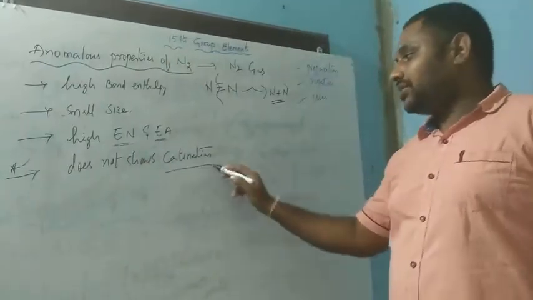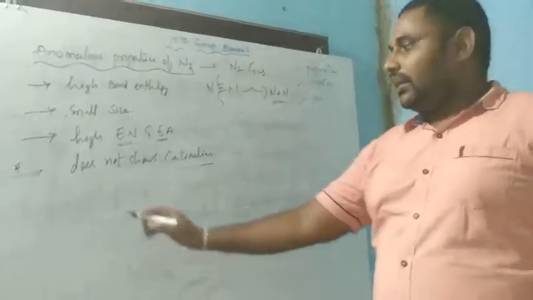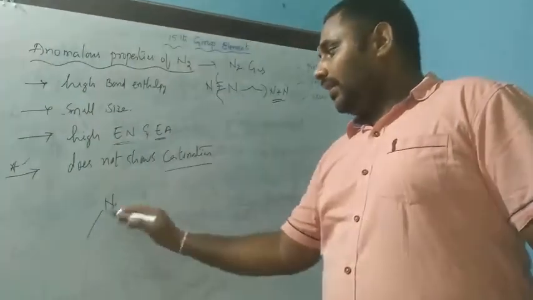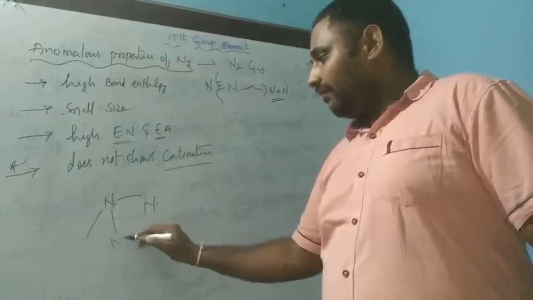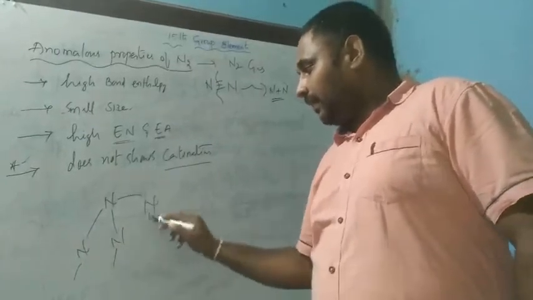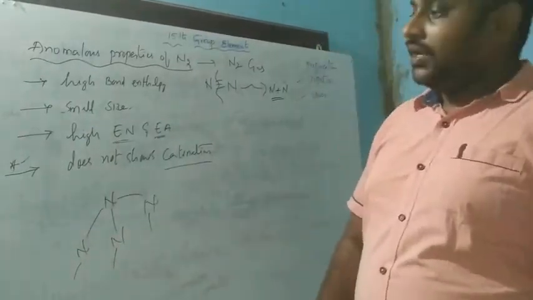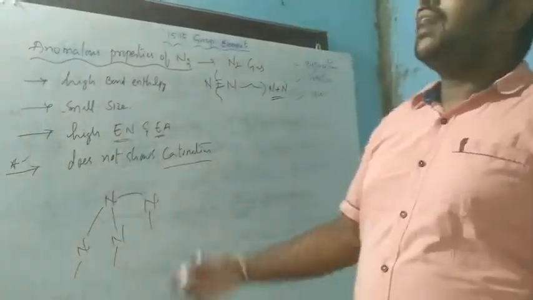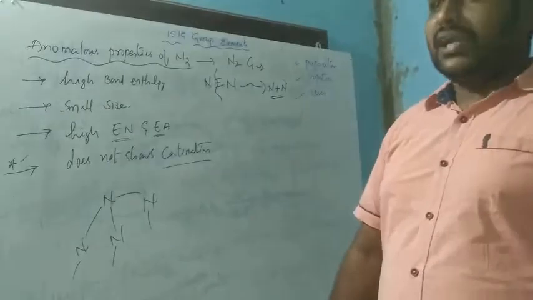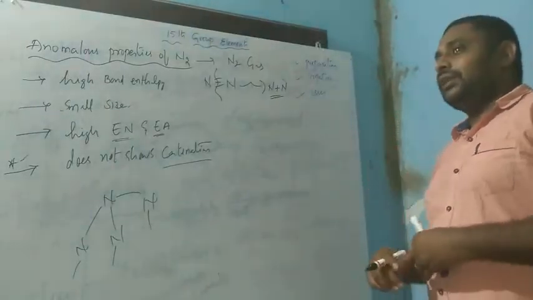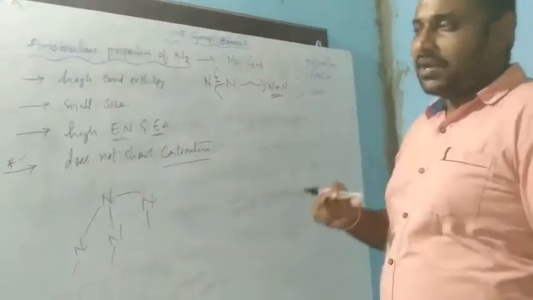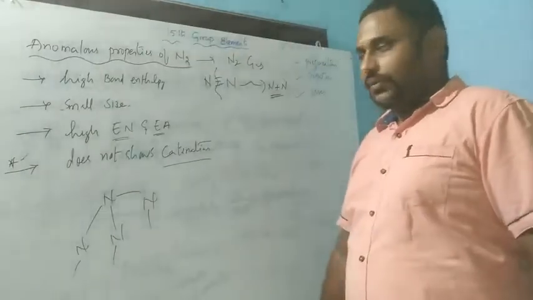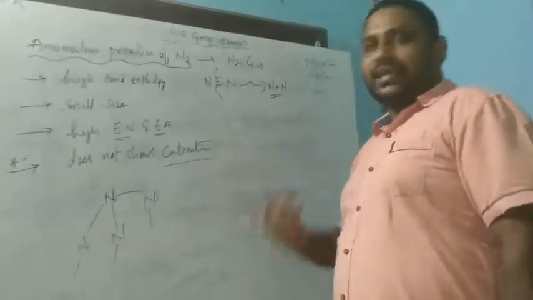And come to catenation. What is the meaning of catenation? If one element combines with its own element and forms a chain, it is called catenation. Nitrogen does not show the catenation property because of the size factor and absence of d. What is the d? Here the d subshell is absent in nitrogen. Because of this, it does not show catenation.